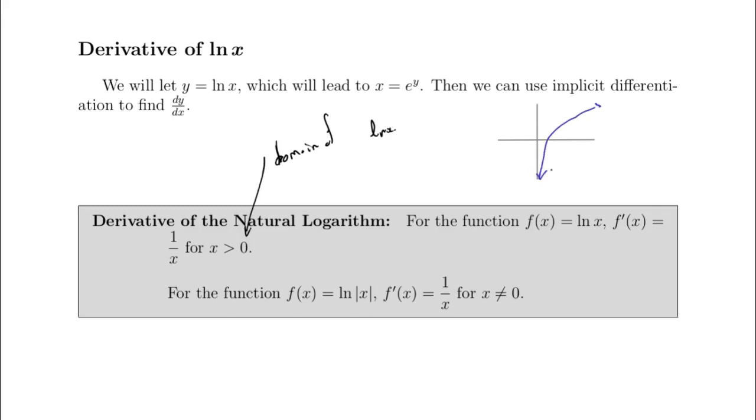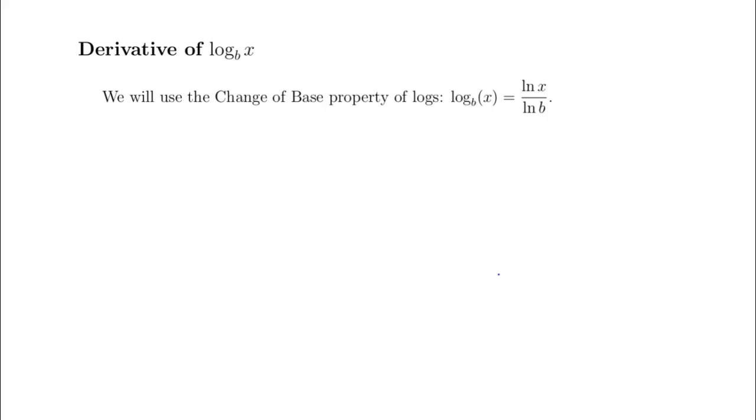It's the domain of the natural log function because that's the range of its inverse, the exponential function. So that's what we've got. We can change things by throwing some absolute values around the input, and now it can take in positive and negative values. And so then we have that the derivative is 1 over x as long as x isn't 0. Cool. All right, the general logarithm now.